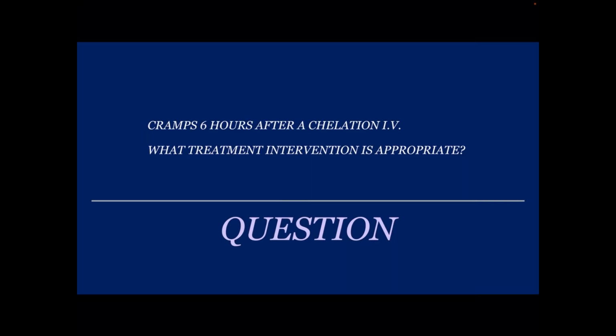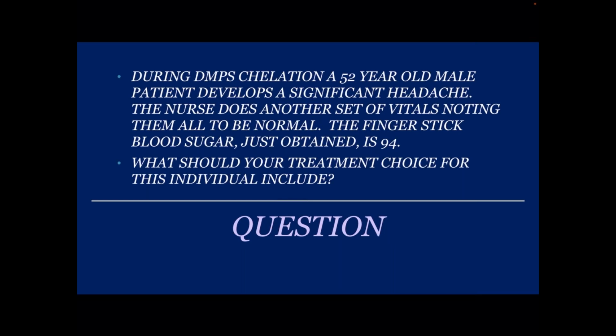Okay. So this case would be very possibly that you remove too much of the calcium, and you don't have to give a whole heck of a lot. 1,000 milligrams of one of the calciums, other than carbonate, because it's elemental, would do this and do a great job. Next question. You give a DMPS chelation to a 52-year-old male.